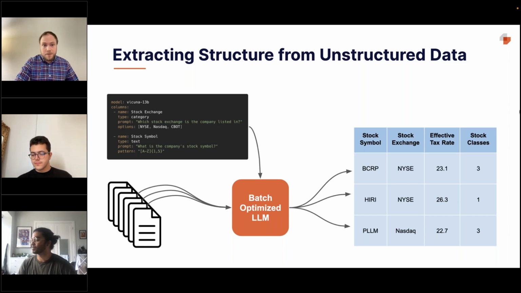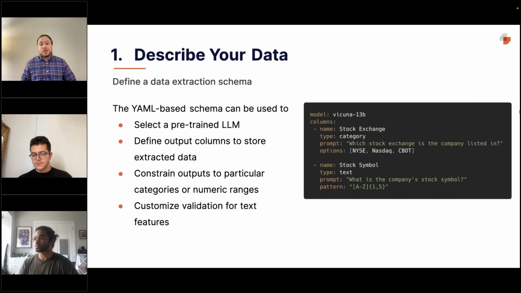To start, you're going to describe your data. We allow you to define a data extraction schema where you can select a model that you want to use, and then define some parameters about the features that you want back, including the name of the feature, a data type, the prompt you want to ask to get to that data, and various constraints on a per data type basis.